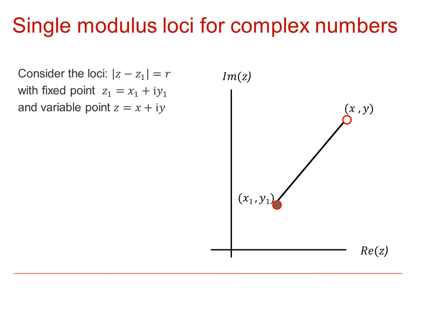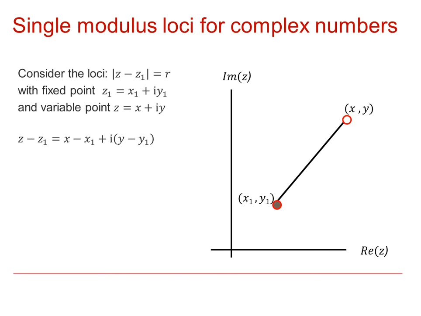Well, the first locus I want to consider is one where we have a point z which is moving so that the modulus of z minus z1 is equal to r. z1 is a fixed point on the plane and z is a variable point x, y. If we substitute the expression for z1 into z minus z1, we get the following, where the real part of the number is x minus x1 and the imaginary part is y minus y1.